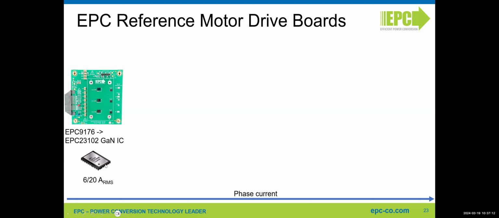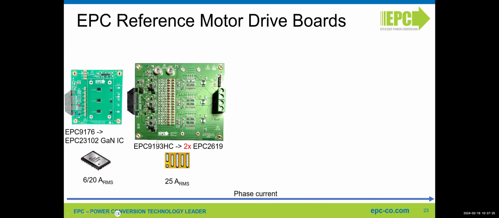I mean, the size of the package is always the same, but the sizes in terms of resistance, RDS-on, of the power GaN-FET are different. So it can go from 6 to 20 amps RMS. Then we will be releasing soon, in these days, the EPC9193. There is the 9193 as one device per switch, EPC2619, and the 9193HC as 2 devices per switch. And this is a chip scale package, and it's a very small device.